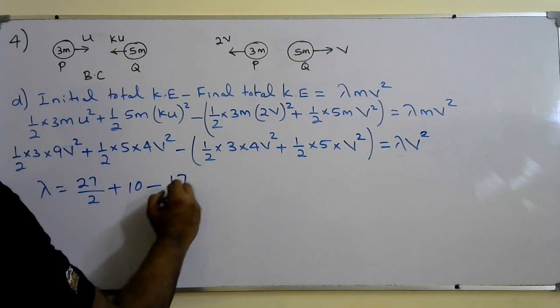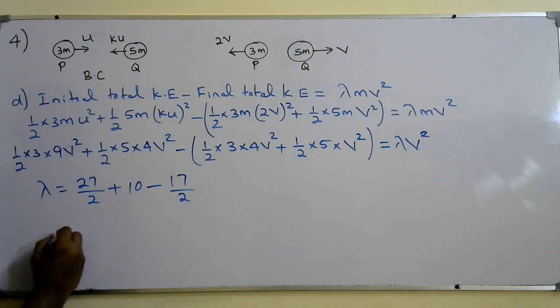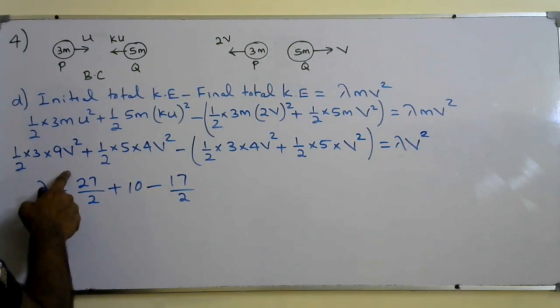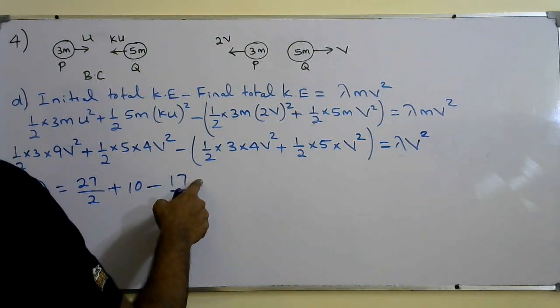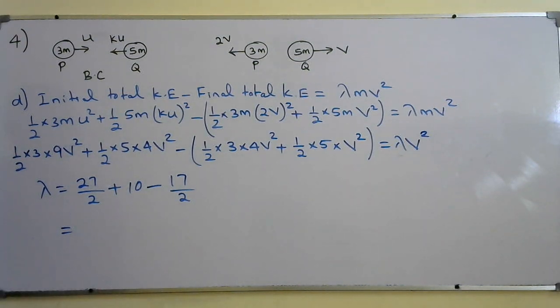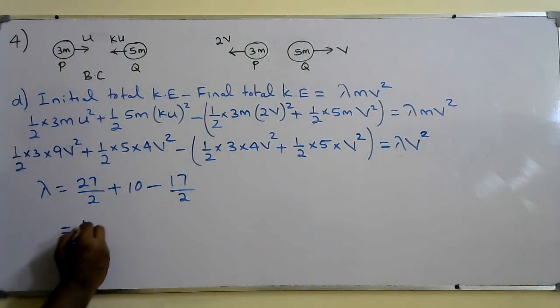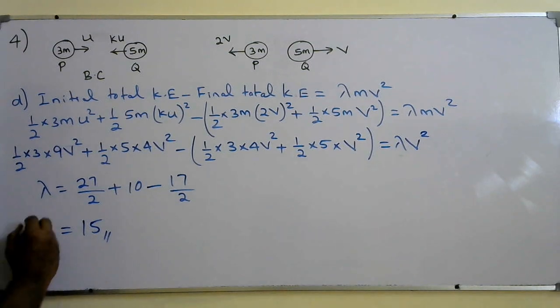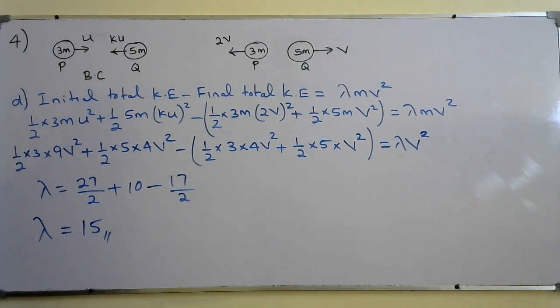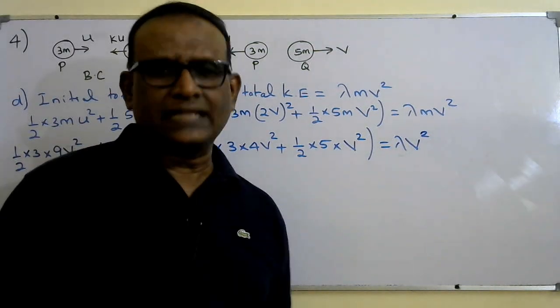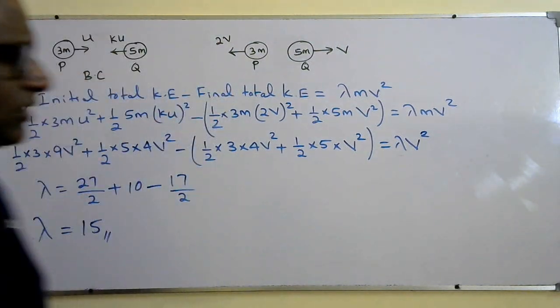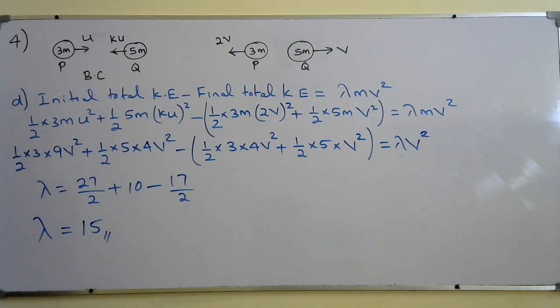17 by 2. Solve it. So 17 by 2. So 27 minus 17, that's going to be 10 by 2, 5. So lambda 5 is the final answer, correct answer. Okay. Nothing, just working a lot. That's all, no big logic.